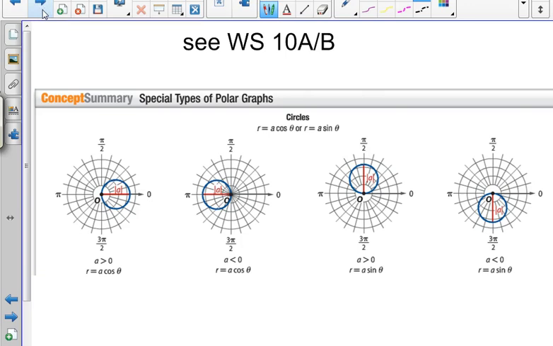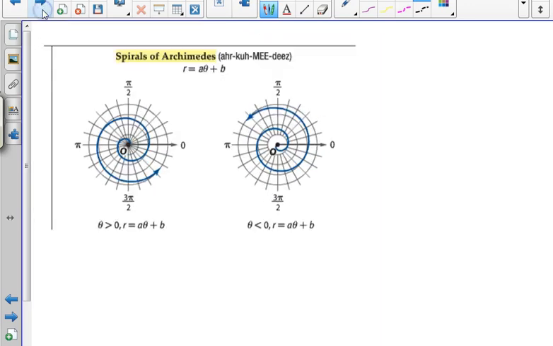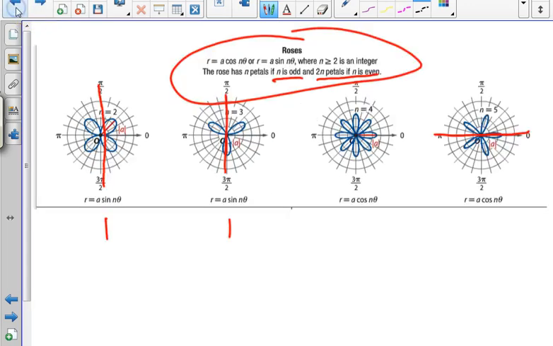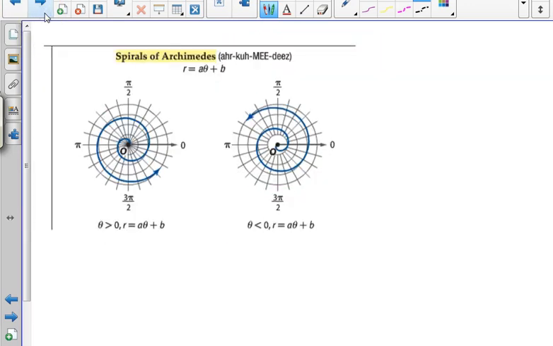So that takes us to these crazy different names for them. So the cardioid is really just a fancy name for one of the limaçons, okay? It's in the limaçon category. And we can do a spiral. Spirals are kind of tricky to put on your calculator because they spiral off your screen really fast. But it's A theta plus B.